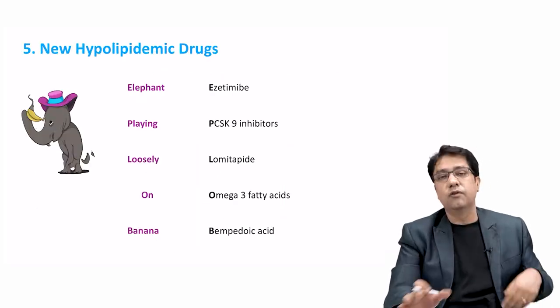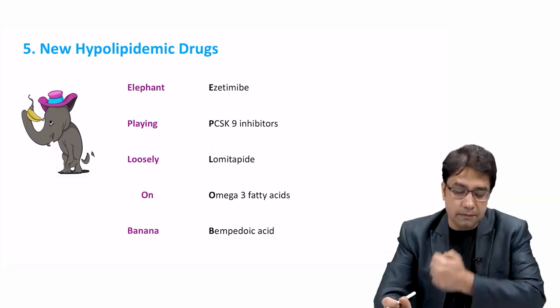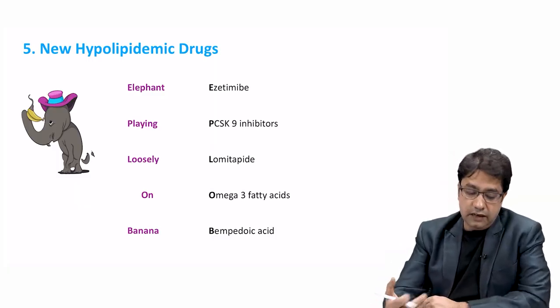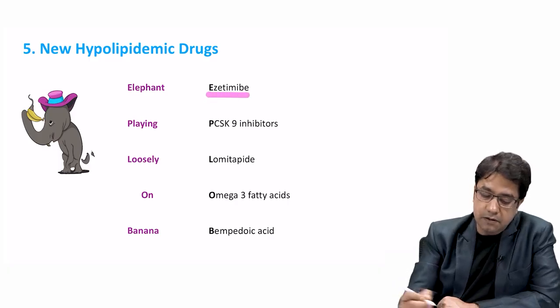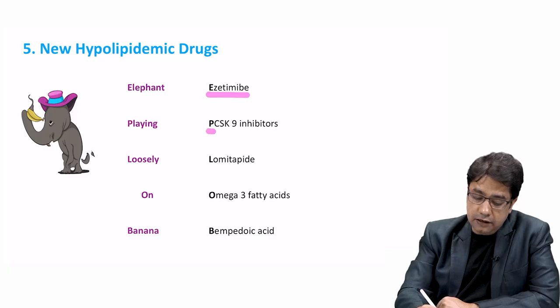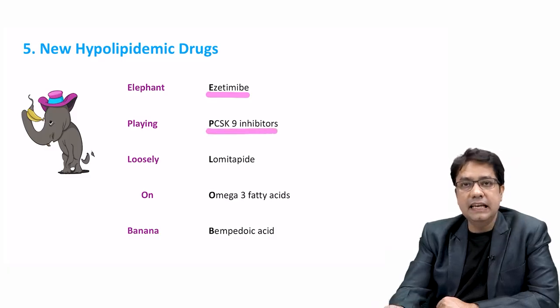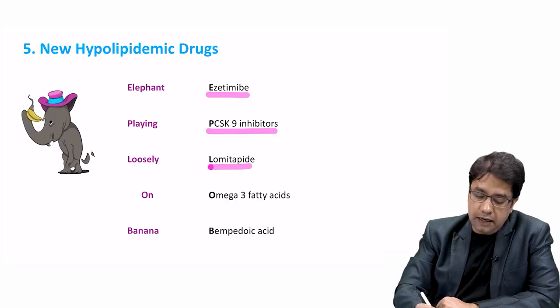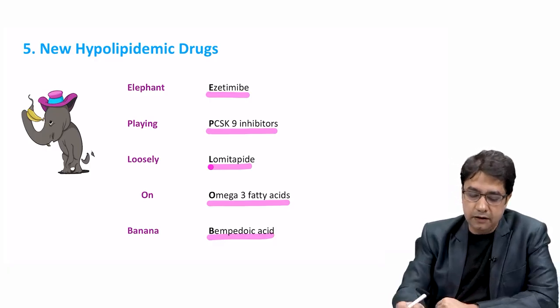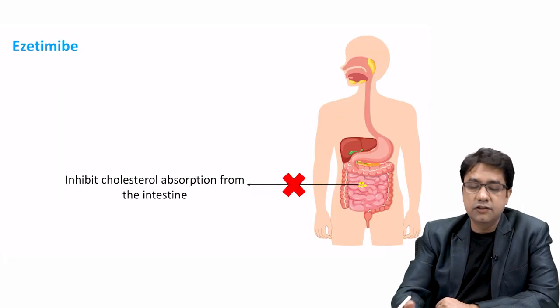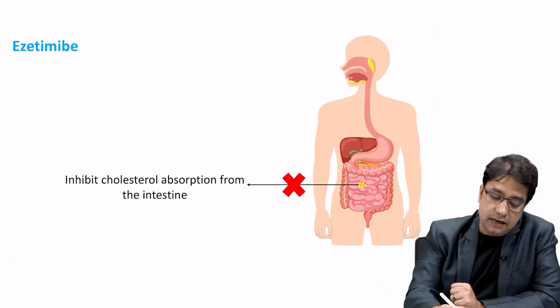Now let's talk about certain new hypolipidemic drugs. So we can remember a mnemonic. The first drug is ezetimibe. Then a very important class of drug, PCSK9 inhibitor, lomitapide, omega-3 fatty acid and bempedoic acid. These are the new hypolipidemic drugs. So let's start with the first drug, that is ezetimibe.